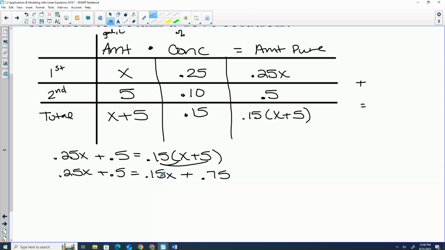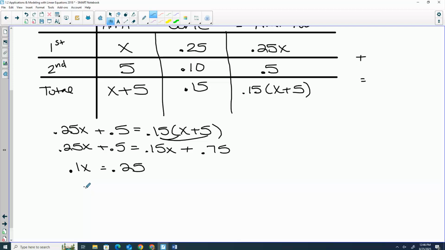We need all of our x's on one side, so if I subtract over my 0.15x, need my numbers on the other, so if I subtract my 0.5. Alright, you guys tell me, does it bother you when I don't show my work on those? Do you know how I got there? If I ever skip a step and you need it, please tell me.